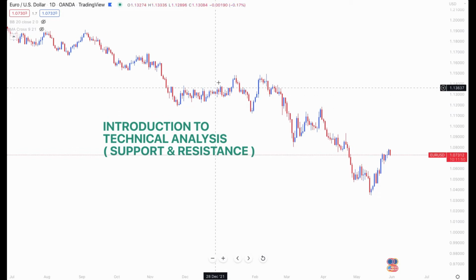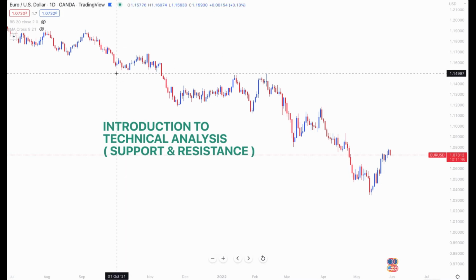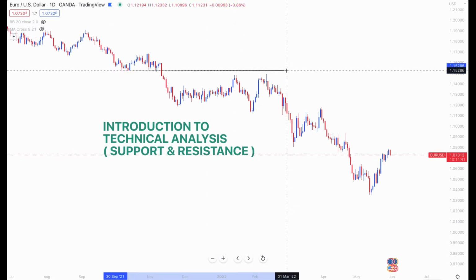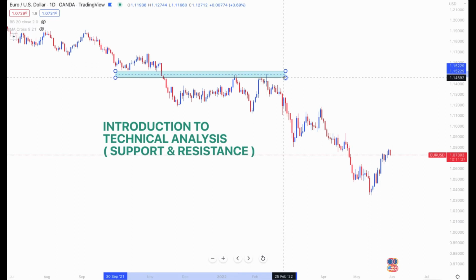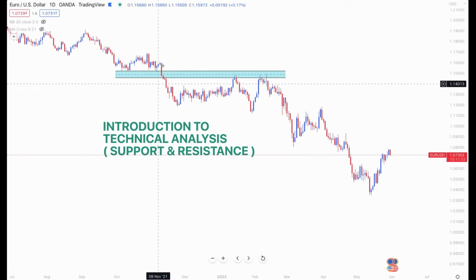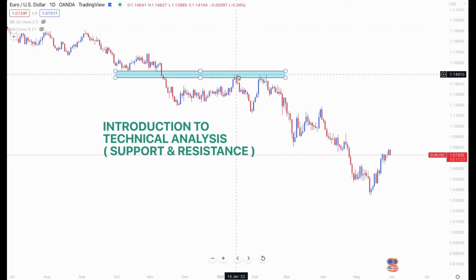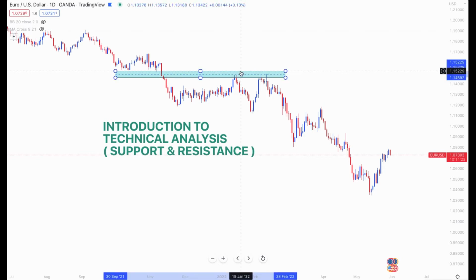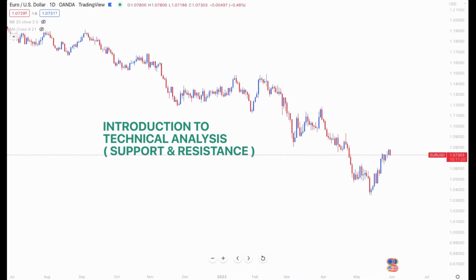For example, this is why we use support and resistance as our very first introduction into technical analysis. Because let's take this for example, just because we are on this time frame and this is what we are looking at. Look here. We see that price came up and treated this zone as resistance, this exact zone. And you know what? I'm going to delete this. We're going to even make it clearer.